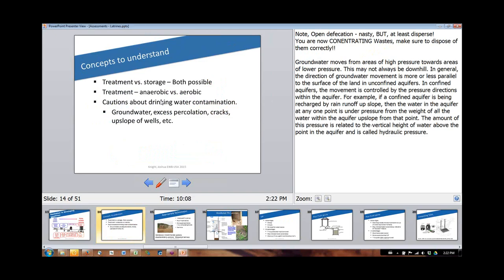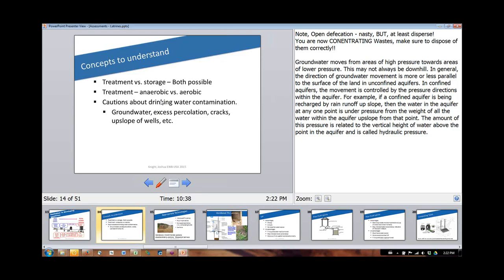All right, a little bit about some concepts to understand. So treatment versus storage. Basically, in the previous slide, you saw that you could have an open pit, in other words, that all the water leaks out, or you could have a closed pit that people have to actually suction out, which is the case in certain countries like India where you're a little bit closer together. While you're storing your materials, there is going to be some treatment going on.